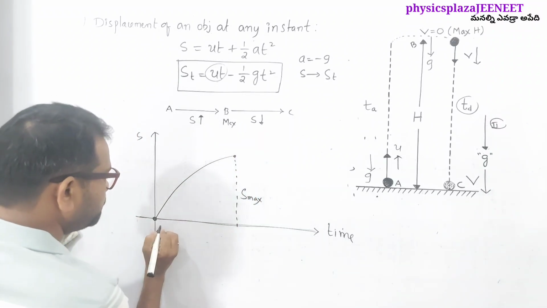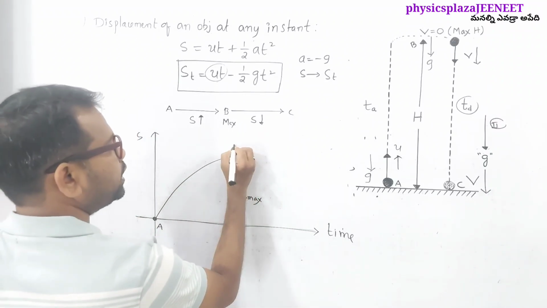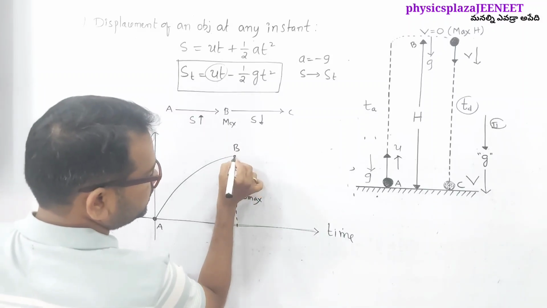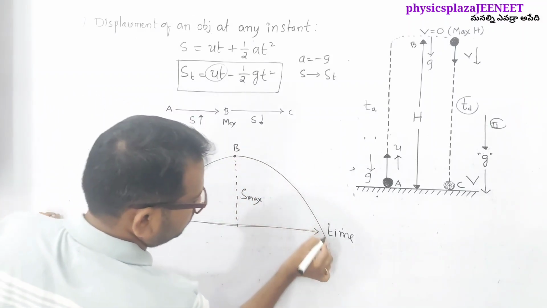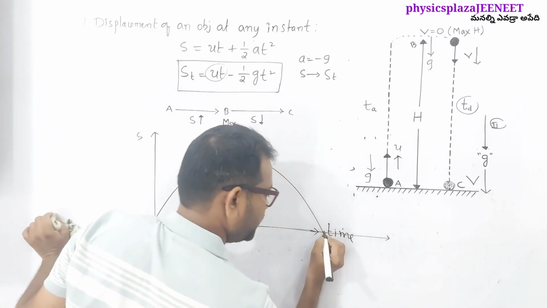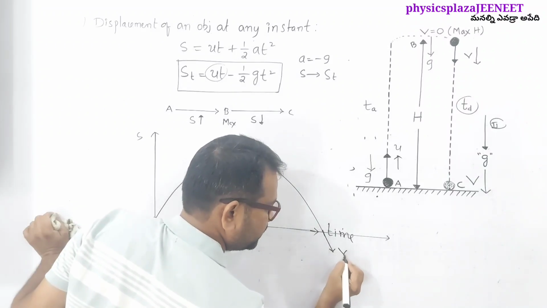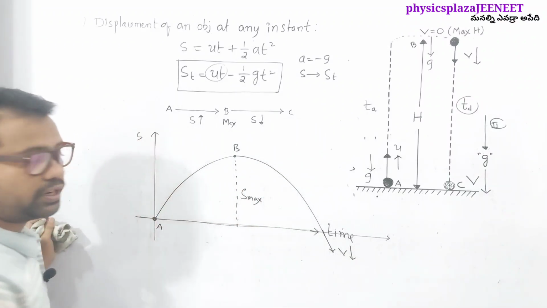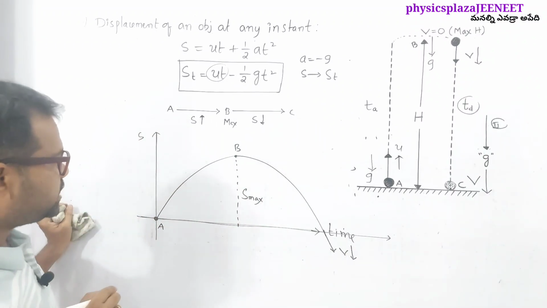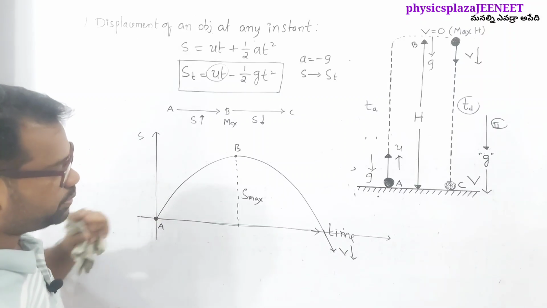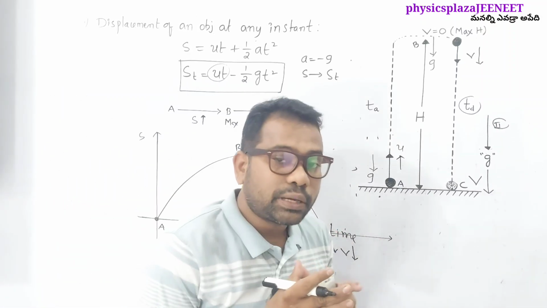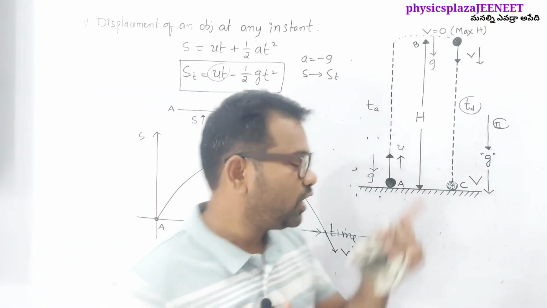Again B to C, let us say this is point A and this is point B. B to C, yes, it is decreasing. So here the velocity is in the downward direction, children. Velocity will be downward direction. Here it's upward direction. And you all see, children, it's a displacement time graph. What does the slope of a displacement time graph give? Velocity.